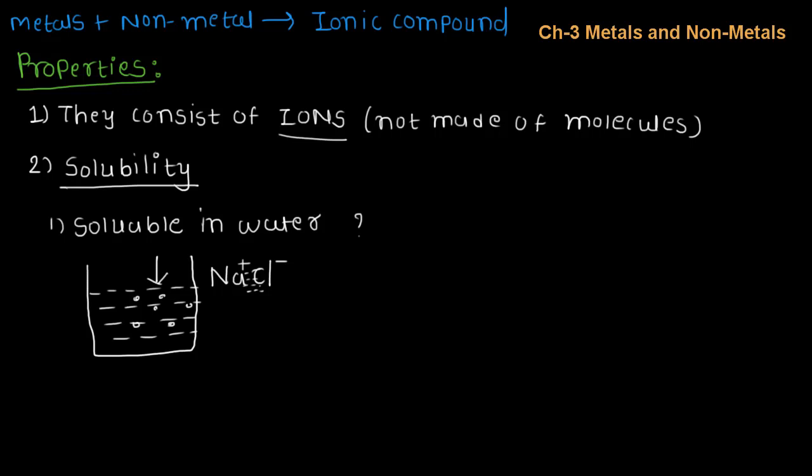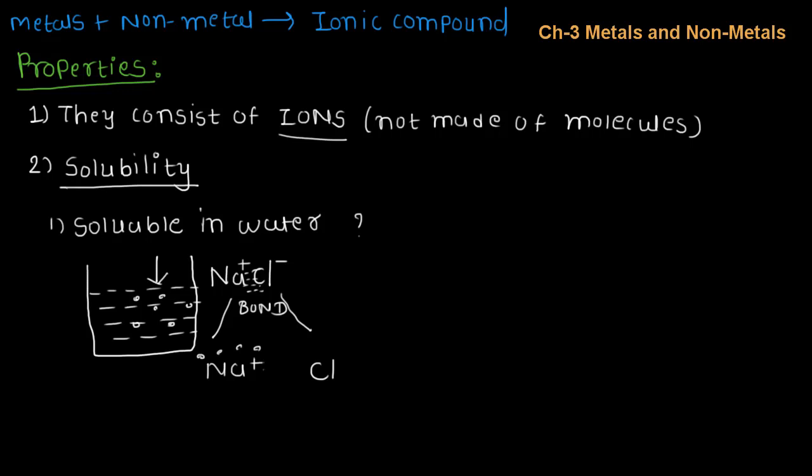There is a bond between these two ions. So, what is water doing? Water will break this bond. Water will try to make this bond weak. That's why slowly Na and Cl will become separate from NaCl. They will separate from each other. Na and Cl will be separated.